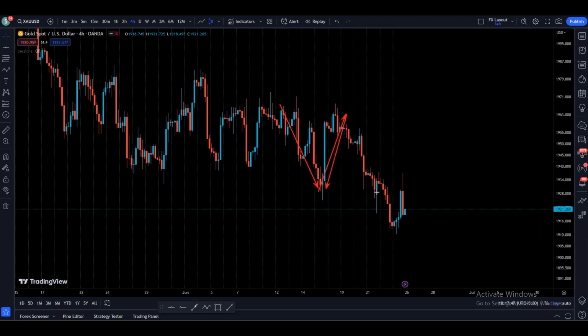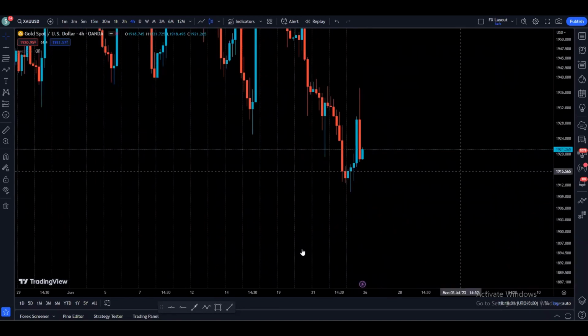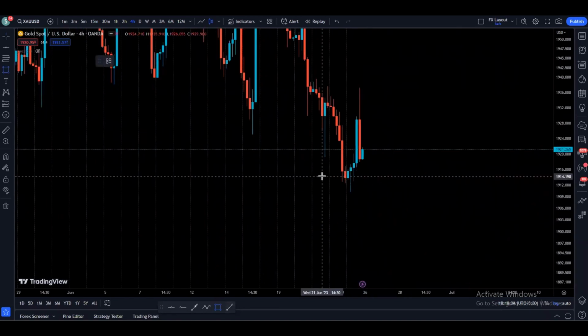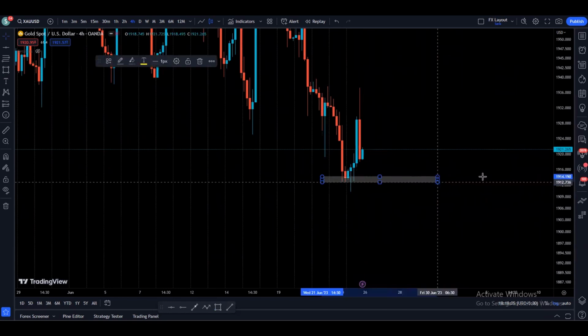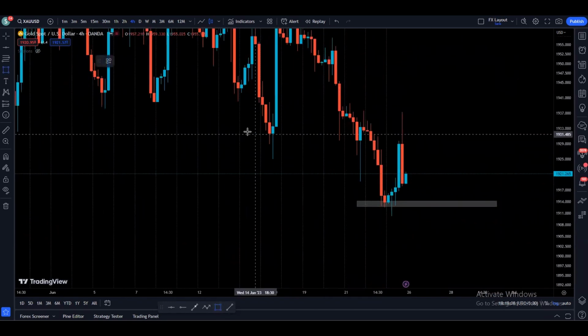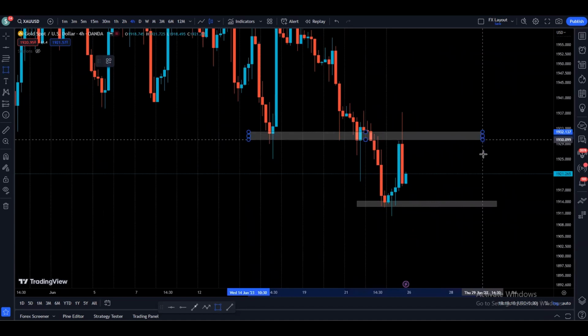After that, we broke the previous low, created a new low. And right now we can see that the price came up, basically retested this area. And as you can see, the price rejected this previous resistance as well. If we look more closely, we can also find out that price has created a support right here. And there is a resistance right here as well.